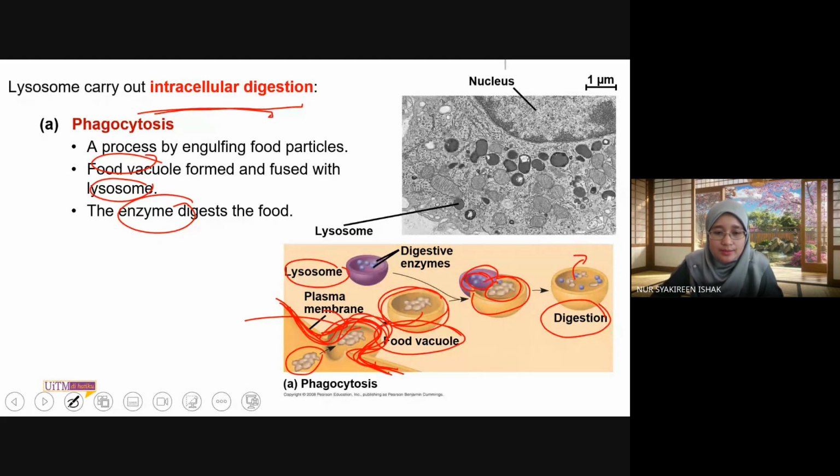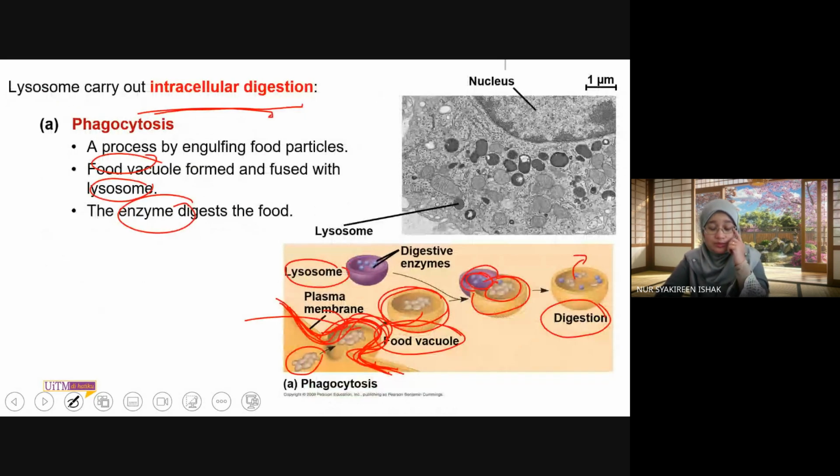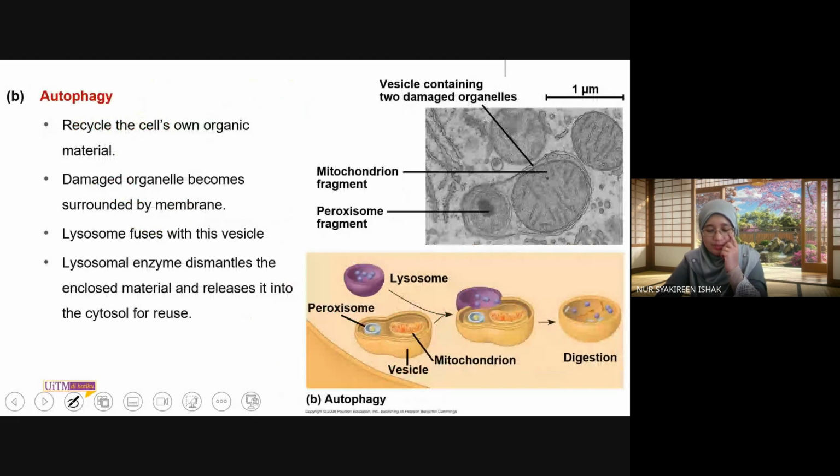Okay, so next. So phagocytosis, and then the next one is autophagy. Autophagy recycles the cell's own organic material. Damaged organelles become surrounded by membranes. The lysosome fuses with this vesicle. Lysosomal enzymes dismantle the enclosed material and release it into the cytosol for reuse.